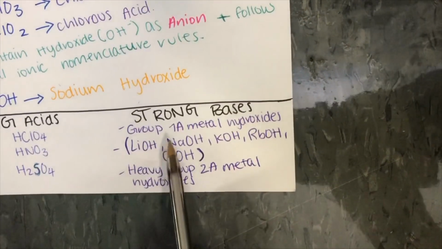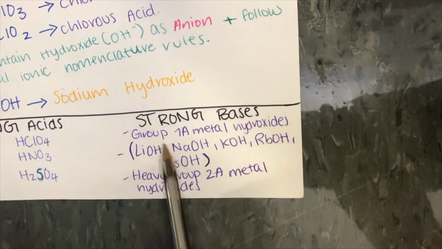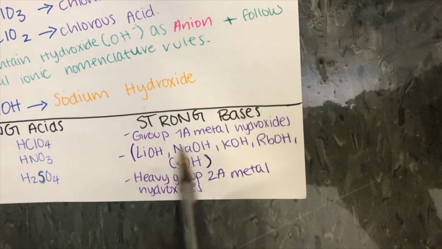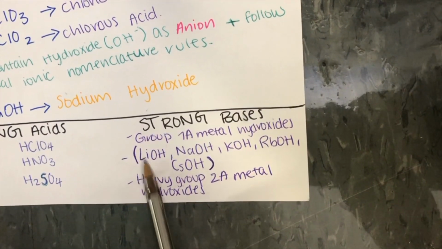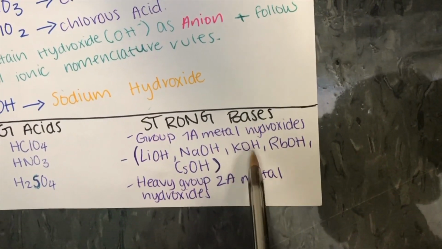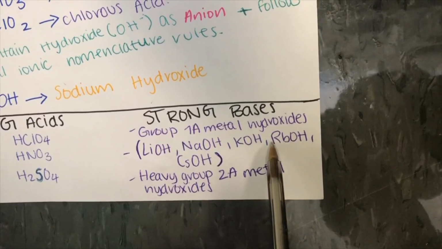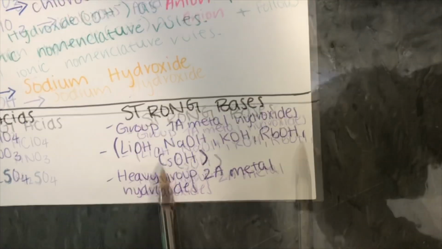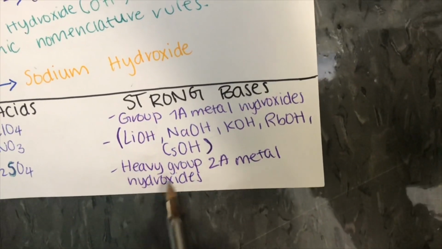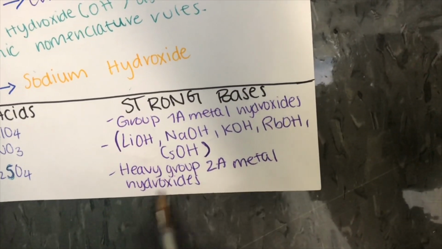And then we have the strong bases. So group 1A are metal hydroxides. And then we have LiOH, NaOH. Then we have KOH. Then RbOH, CsOH. Then we have the heavy group, which is the 2A metal hydroxides.